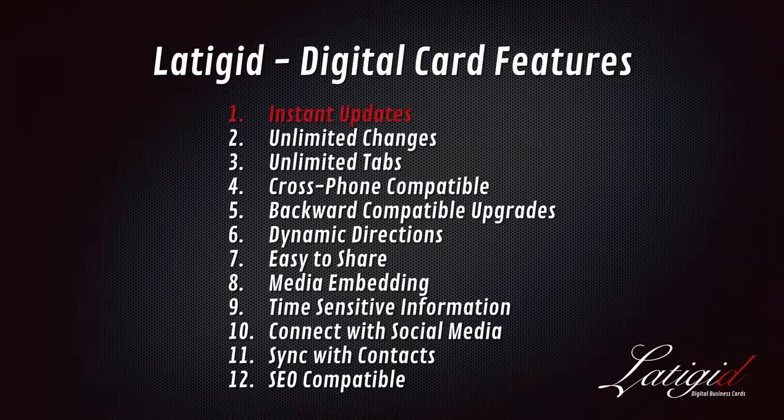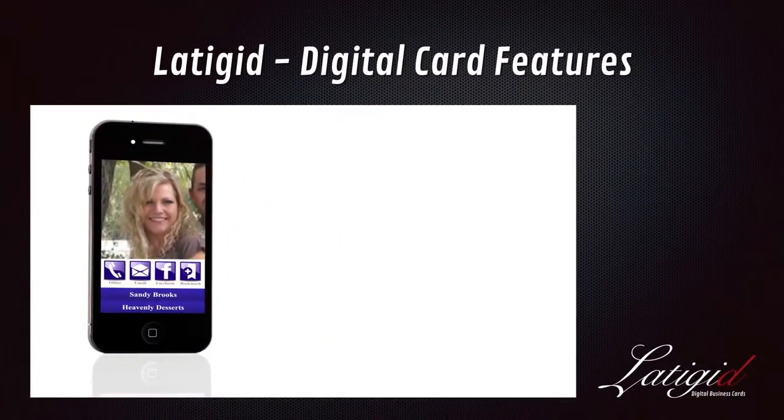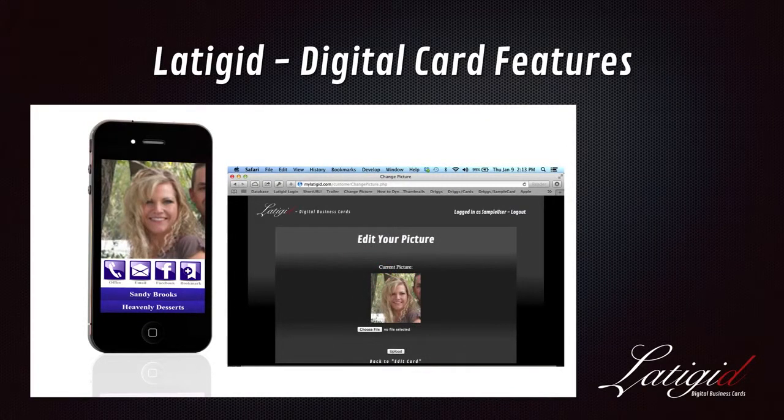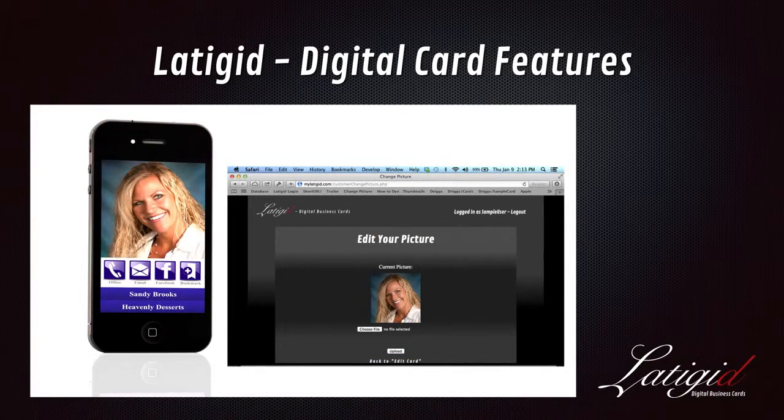The first one is instant updates, and that's really the key feature of a digital business card. For example, you have a digital business card that looks like this one for Sandy Brooks. As you can see, the picture is not really that great. It's a little bit blurry. So she wants to change that picture. You can do that instantly by going to our website or to any of the affiliate websites and clicking login. You'll have a username and password, and then you just click on edit picture. On this page, you click choose file, find the file on your computer that you want to use, and then click upload. Immediately it will change the picture on your digital business card.